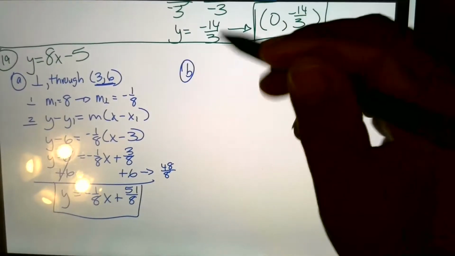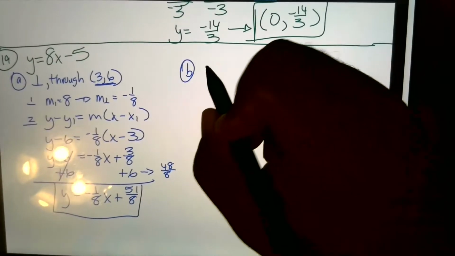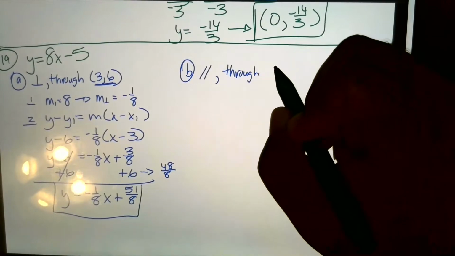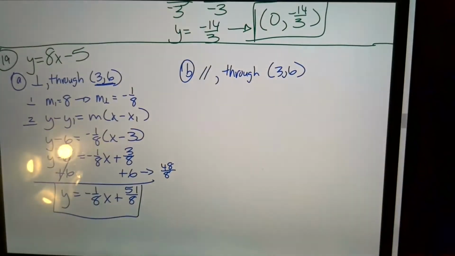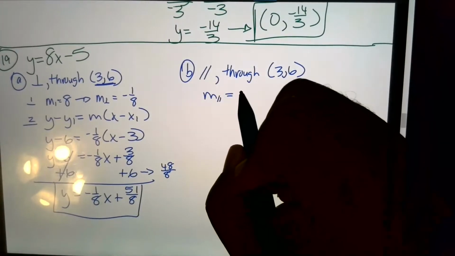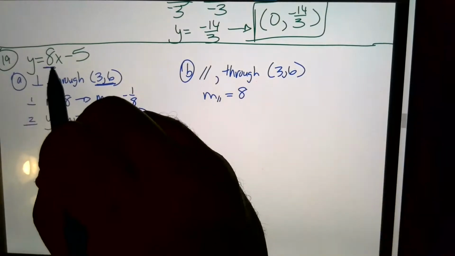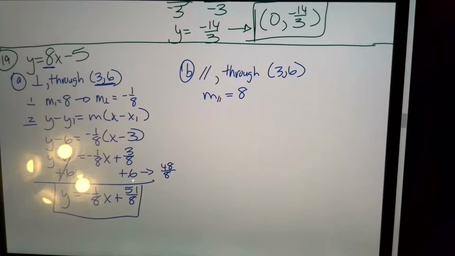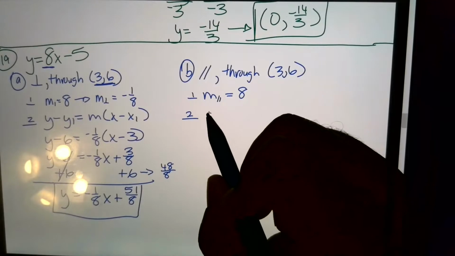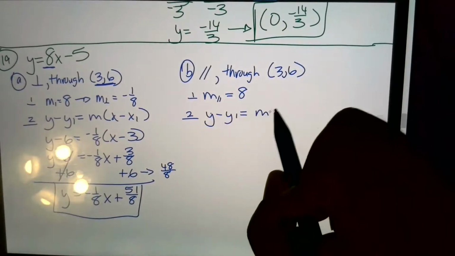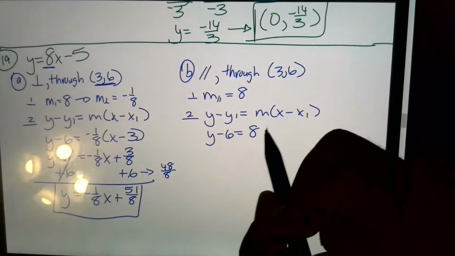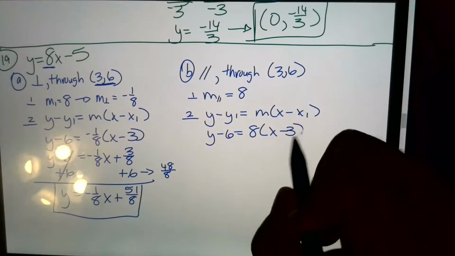For B, they want a parallel line in through (3, 6). Parallel means that my parallel slope is equal to 8, because my original slope is equal to 8. So that's the first step. Second step is the same as the other time: y minus y sub 1 is equal to m times x minus x sub 1. Y minus 6 is equal to 8 times x minus 3.